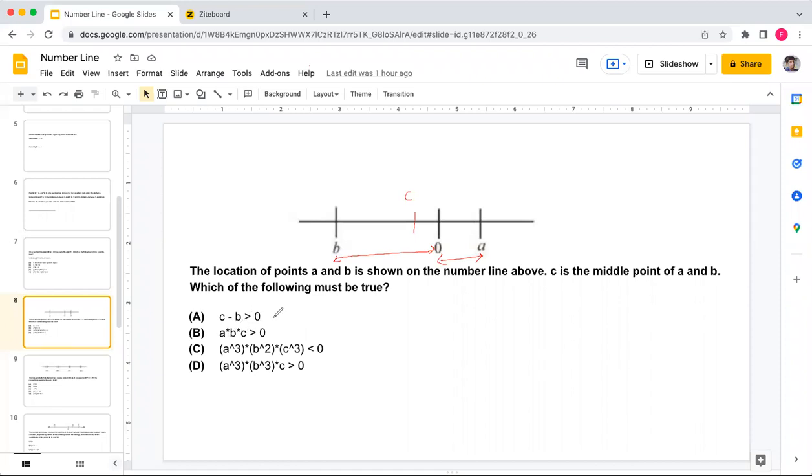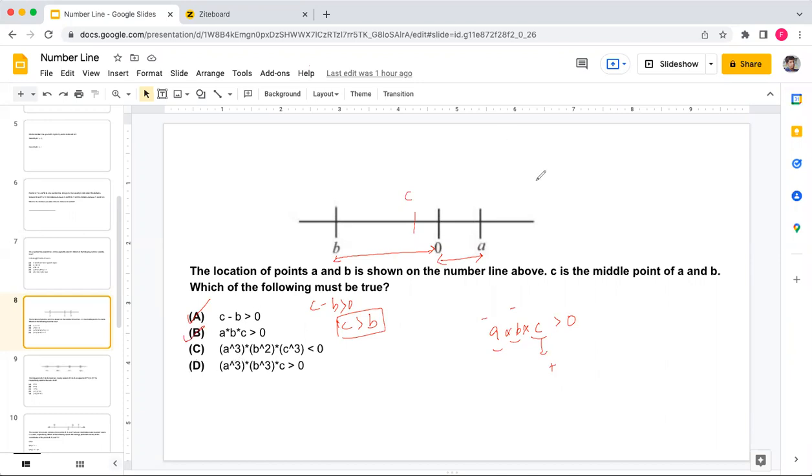C minus B is greater than 0. Just add B on both sides. This will become C is greater than B. Yes, this is always true. The next one is A into B into C is greater than 0. This is positive, and both of these are negative. So negative into negative is positive. The result is positive. That's why option B is always true.